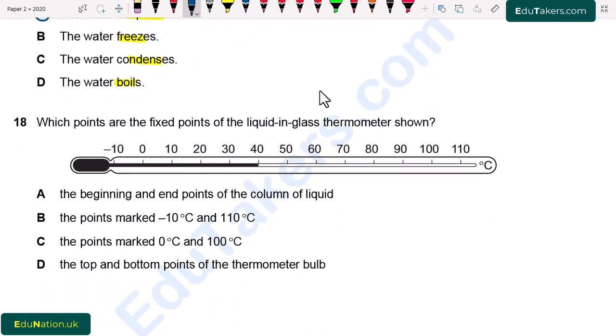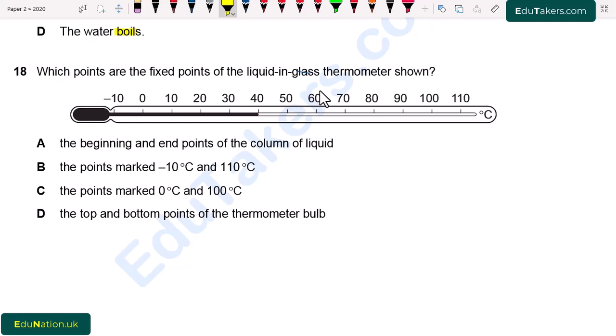Question number 18. Which points are the fixed points of the liquid in glass thermometer shown? So here is a liquid in glass thermometer. What are the fixed points? MCQs: A. The beginning and end points of the column of liquid. B. The points marked -10 degrees C and 110 degrees C. C. The points marked 0 degrees C and 100 degrees C. D. The top and bottom points of the thermometer bulb. So from here, the fixed points are actually 0 degrees C and 100 degrees C. So option C is correct.